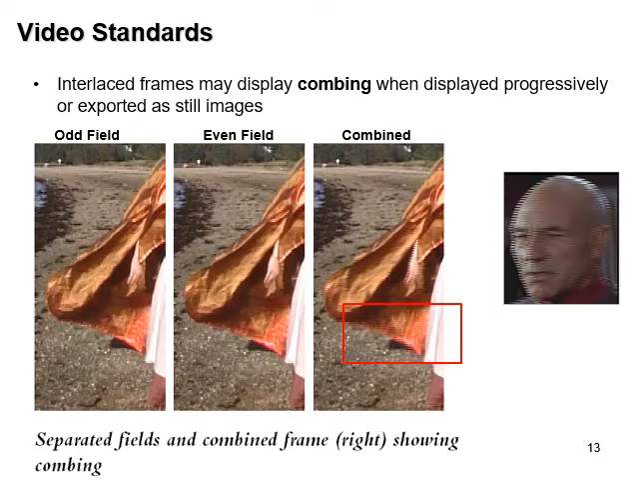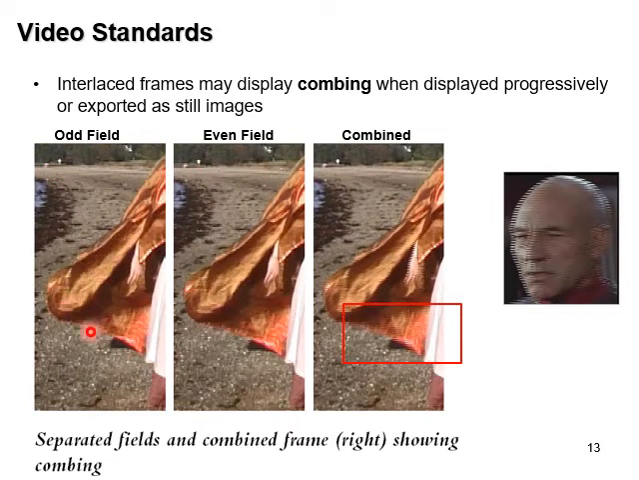Now, one problem with the interlaced frames is that a little error can happen when they are displayed progressively or exported as still images. This error is called combing. So let's see what happens. Let's assume we have an image, like part of the clothes of someone, and this is the odd field, and this is the even field. So these are only the odd lines in the image, and these are the even lines in the image.